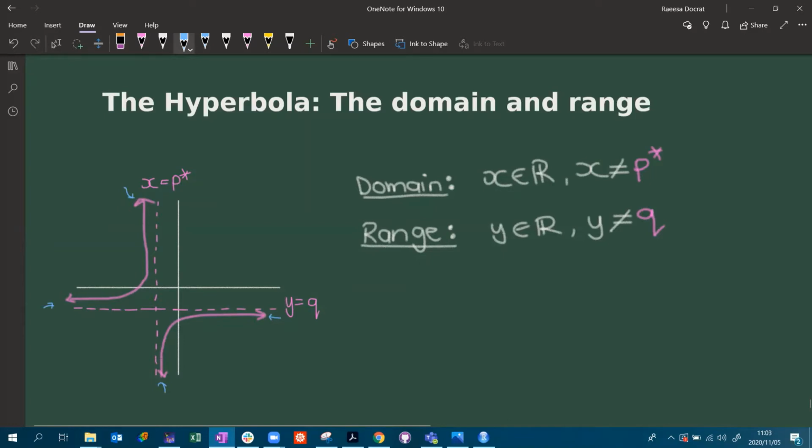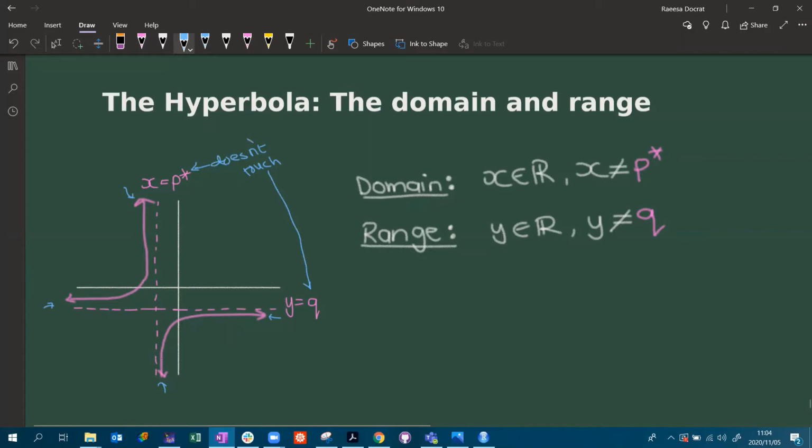So remember, the definition of an asymptote is a line that it does not touch. So that is one value that it will not take. So the domain is all real numbers, so it takes all the values and just does not equal the asymptote. That's the quickest way to write the domain of a hyperbola. It's all real numbers except for the asymptote. And the range is y is an element of real numbers, but it's not equal to q, which is our asymptote over there.